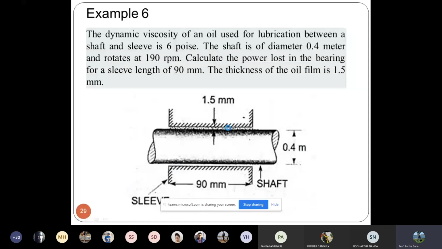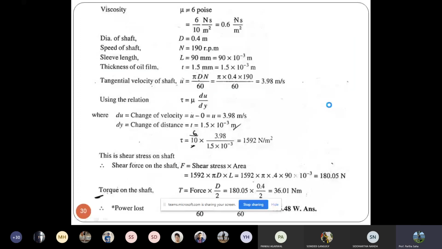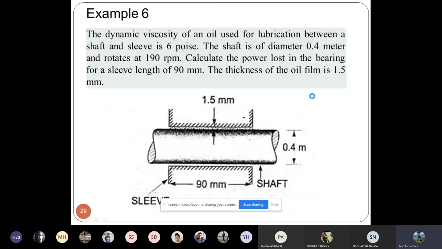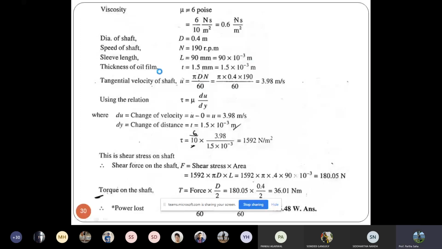So let us look at this problem first. So again, viscosity is given 6 poise. So it will be 0.6 Newton second per meter square. Diameter of the shaft given. Speed of the shaft, that is the rotational speed, given 190 RPM. Slip length is given 90 millimeter here, so it will be 90 into 10 to the power minus 3. Thickness of the oil film given 1.5 millimeter.